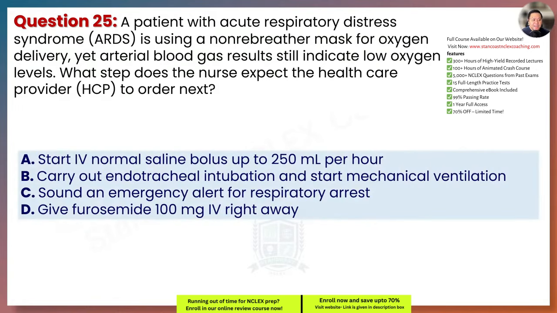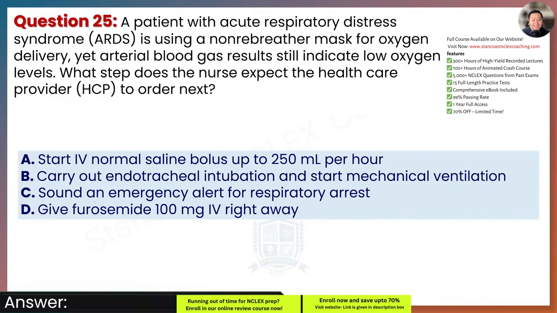Options. A. Start IV normal saline bolus up to 250 mL per hour. B. Carry out endotracheal intubation and start mechanical ventilation. C. Sound an emergency alert for respiratory alert or arrest. D. Give furosemide 100 milligrams IV right away. Okay. The correct answer here is letter B.